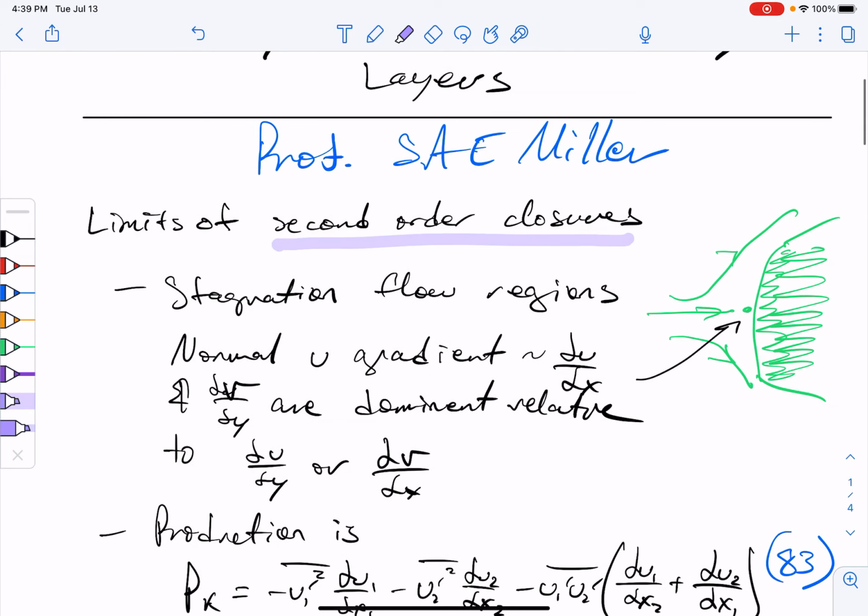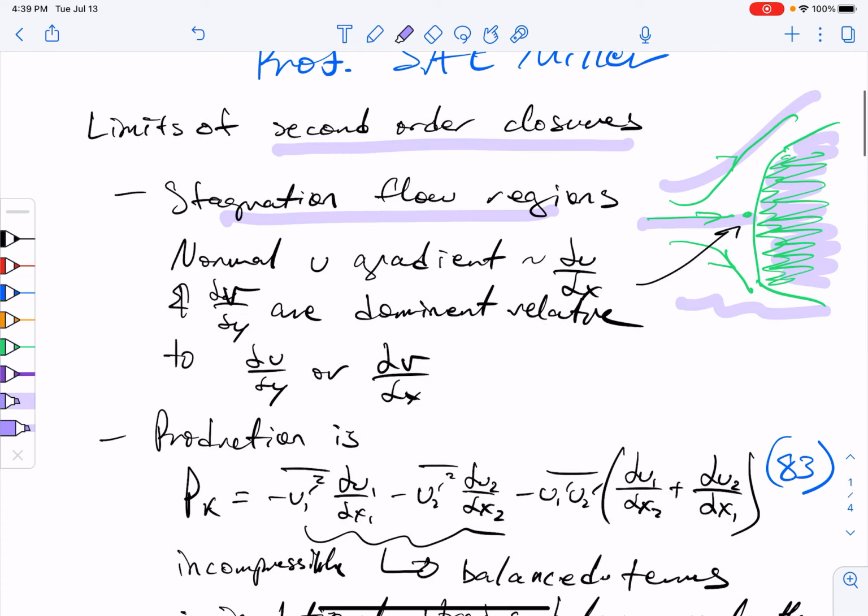And the first, of course, is stagnation flow regions, where, say, on the right here, we have a flow that comes and stagnates on a solid body, which is in green, and then flow, of course, goes around it. This is a very interesting flow, and you'll see in these types of flows and measurements, or CFD, that terms like partial u, partial x, that's the rate of change of velocity in the x direction with respect to x, and partial v, partial y, are dominated relative to the off terms like partial u, partial y, and partial v, partial x.